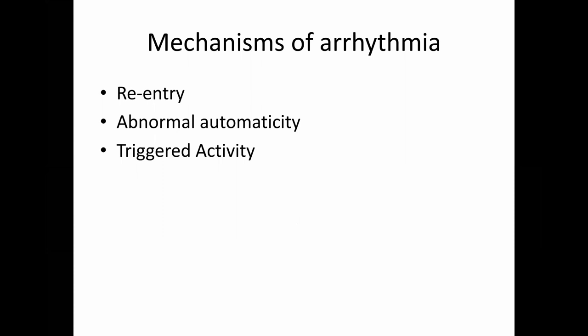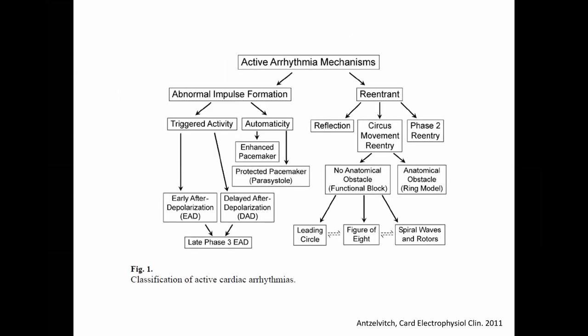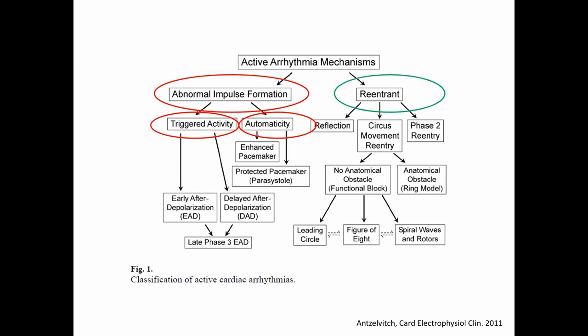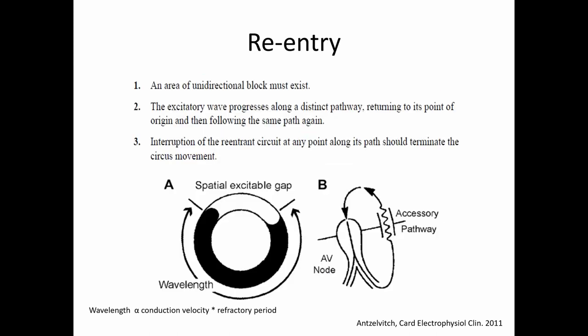Okay, so just a tiny bit on mechanisms of arrhythmia, because it's important to understand entrainment. You probably all know the main three mechanisms of arrhythmia are reentry, abnormal automaticity, or triggered activity. And it's basically about disorders of impulse formation, which is triggered activity or automaticity, or disorders of reentry.